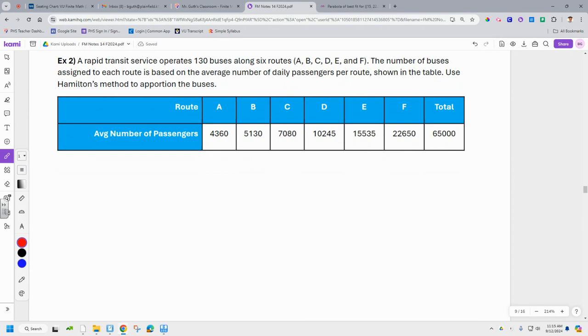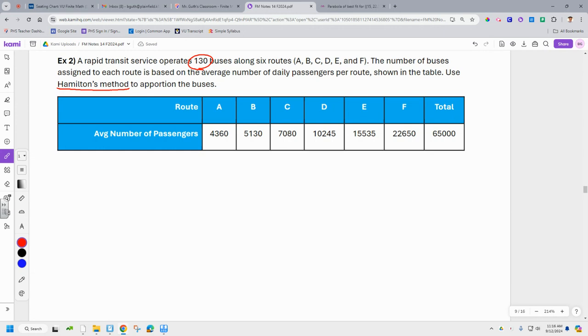Here's example 2. A rapid transit service operates 130 buses along 6 routes. The number of buses assigned to each route is based on the average number of daily passengers per route shown in the table. Use Hamilton's method to apportion the buses. So Hamilton's method, we want to distribute those 130 buses. Not 5 cats, not 30 seats, but 130 buses. We're trying to divide up 130 fairly among those 6 groups.